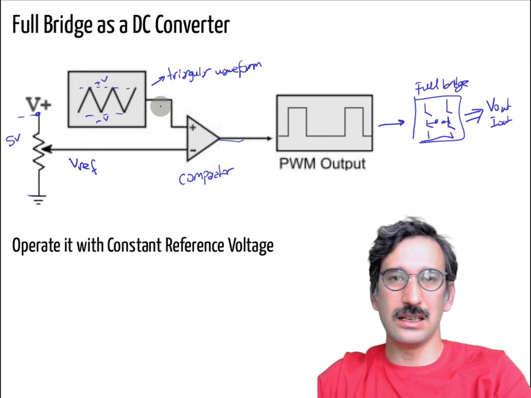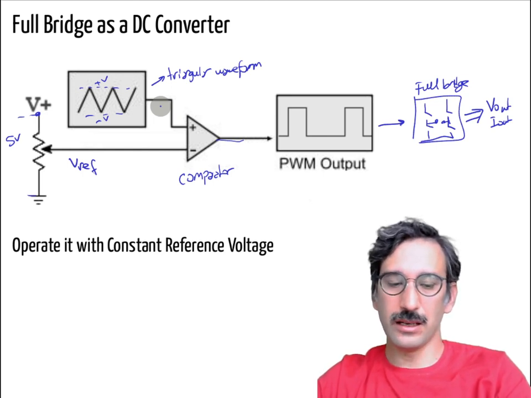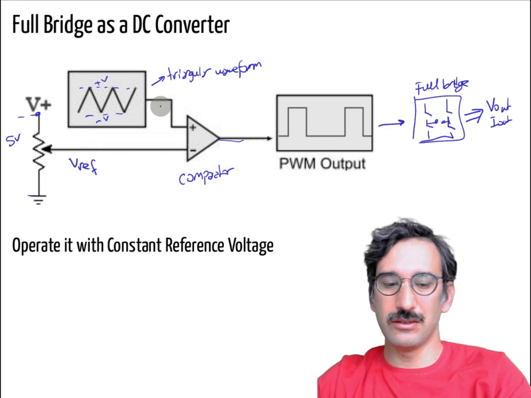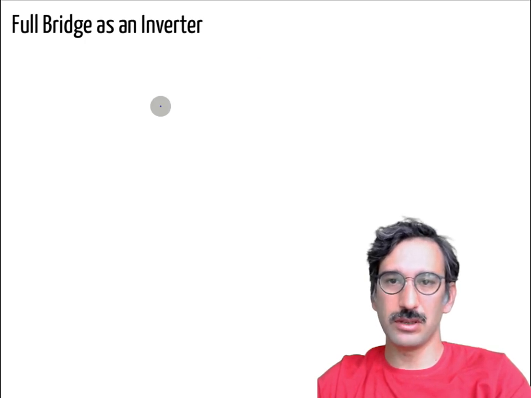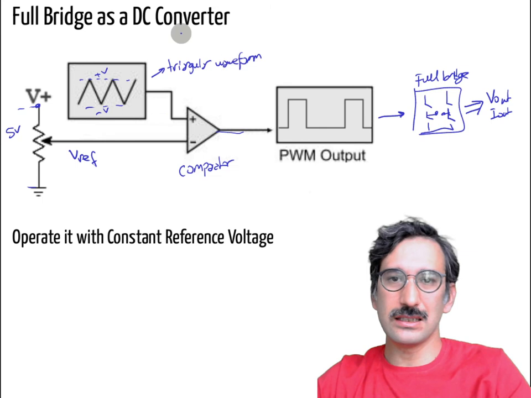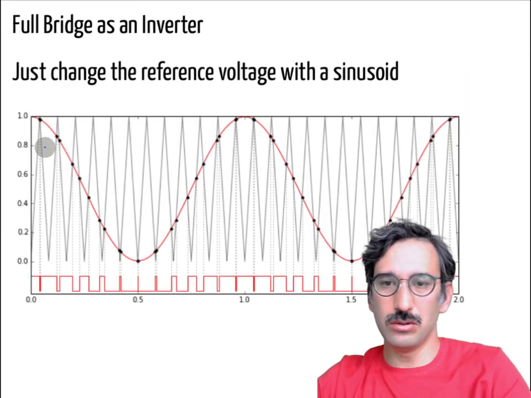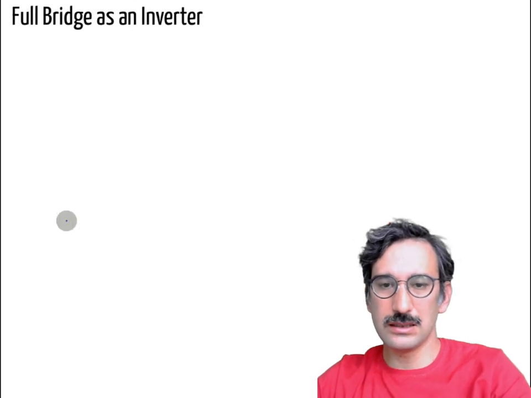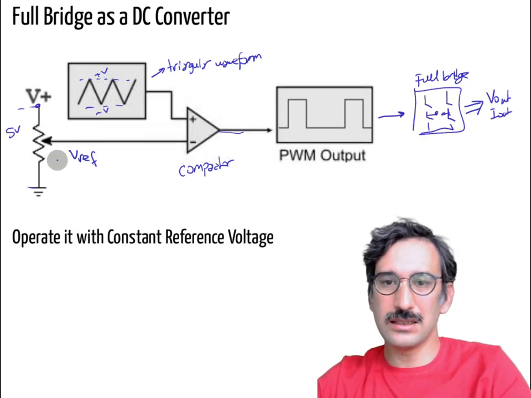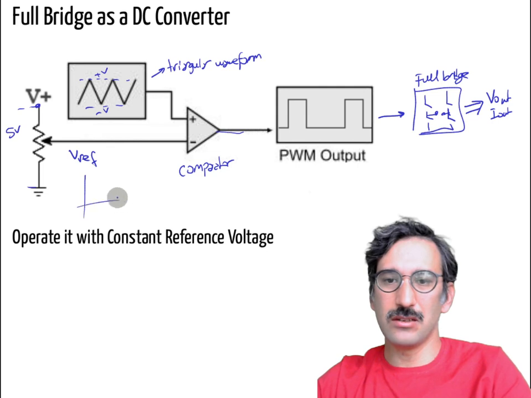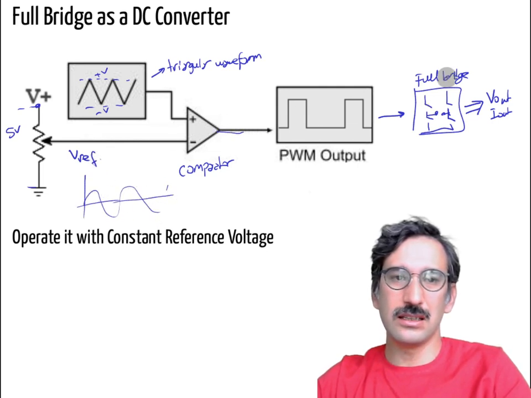So now I think this is one of the biggest well-kept secrets of power electronics. If you have that kind of DC-DC converter, and I'm making this video as an introduction to inverters, okay, what you can do is, instead of applying a constant reference voltage here, if you just apply a sinusoidal voltage here, then your full bridge will follow that one.